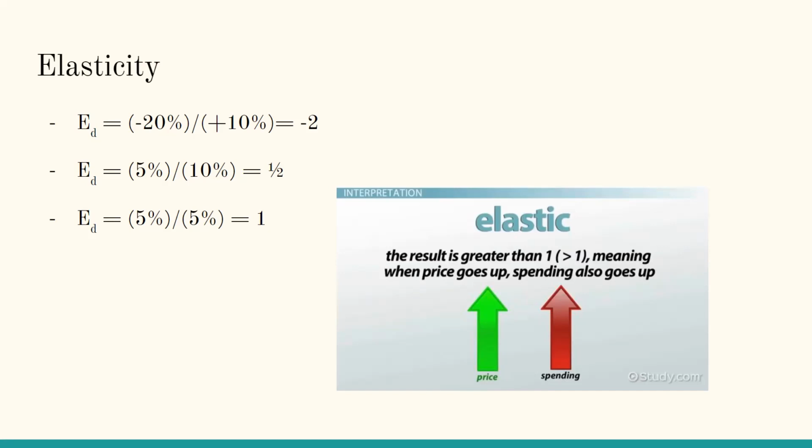And one of the most important determinants of elasticity is time. Suppose the price of gasoline rises. Consumers driving large SUVs do not immediately switch to small cars, so the E subscript D is low for gasoline. But given enough time, if the gas price remains high, the E subscript D of gasoline increases.